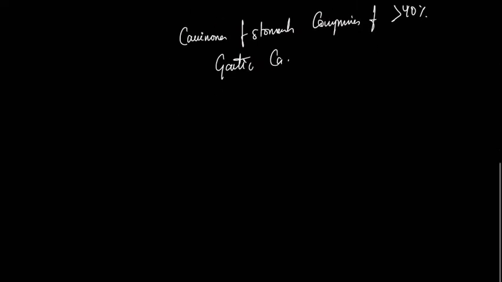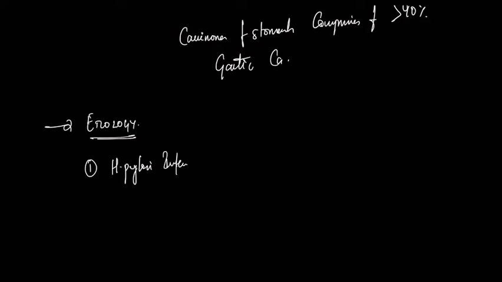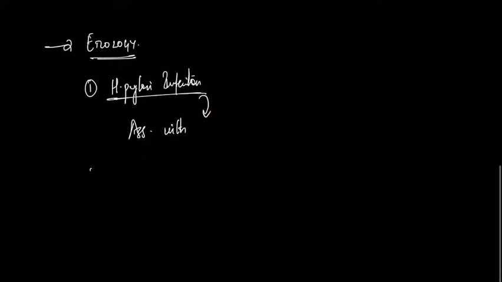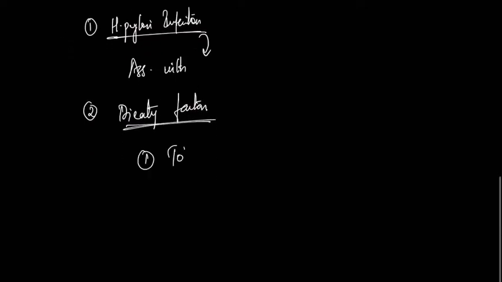All right, now let's come to the etiological factors, the causes that will lead to your gastric carcinoma. So the first one is your H. pylori infection. So it has been seen that people with gastric carcinoma are most usually associated with H. pylori infection. Second are certain dietary factors. So let's see what are these dietary factors. Number one being your tobacco. It could be either in the form of your tobacco smoke or tobacco juice.